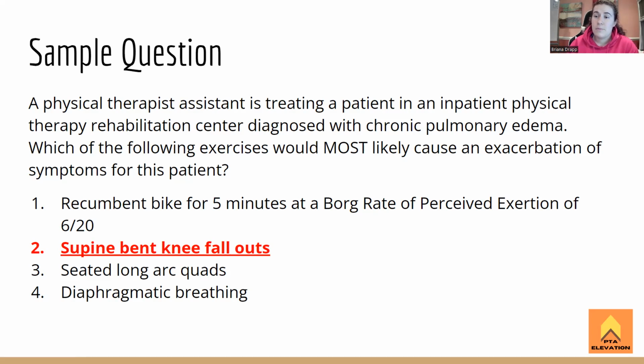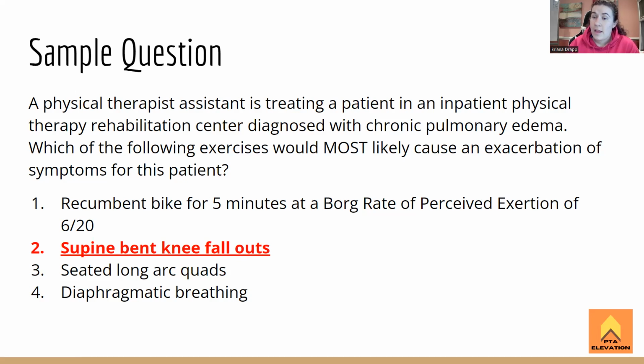If we look at our Borg rate of perceived exertion scale, this is so slow that it's like they're barely even moving. A Borg rate of perceived exertion of 6 out of 20 is like if your heart rate was just chilling at 60, 70 beats per minute. It's basically resting heart rate. This is so slow, so this would not cause any exacerbation of symptoms. I made it the lowest I could without it being like you're just sitting there, because it's not going to be that exacerbating of your symptoms.